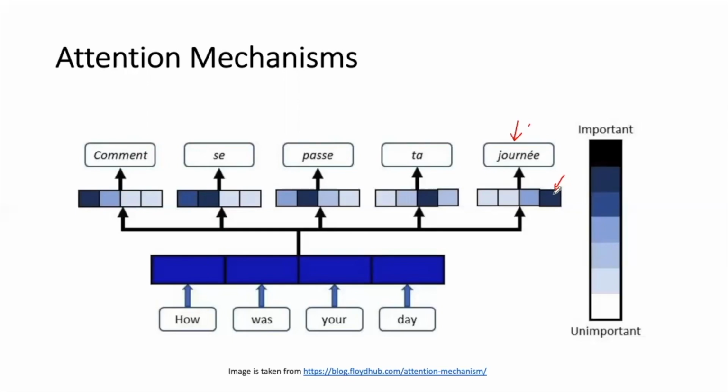That's what this illustration shows. The last word, the word day, has a high score. For example, this one is 0.8, and the rest of them are 0.1, 0.05, and 0.05. So the other words don't get much importance. Basically, how, was, and your don't get much importance here, but the word day gets a high score here.